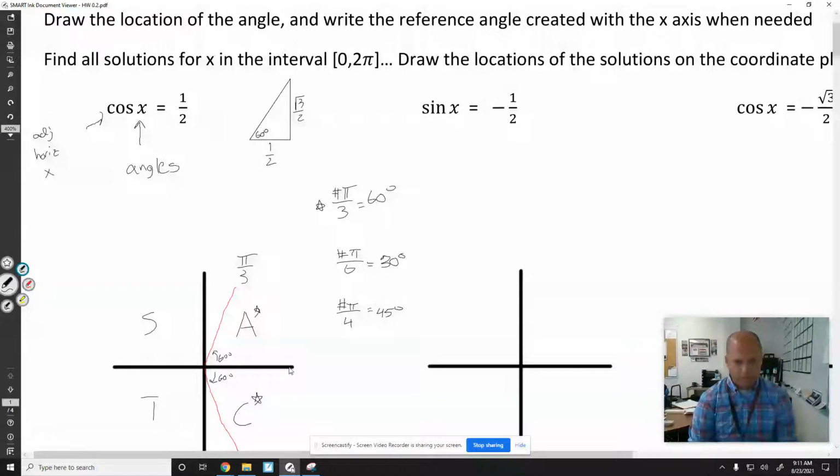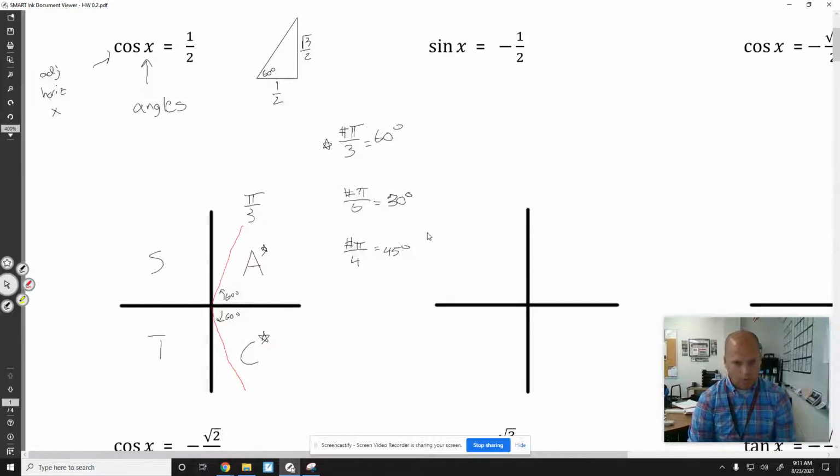And then what's this? Well, we could go 3 pi over 3, 4 pi over 3, 5 pi over 3. Or you can go all the way around to 2 pi, all the way around to 6 pi over 3, same as 2 pi, subtract a pi over 3, 5 pi over 3. So that's one way to do it.